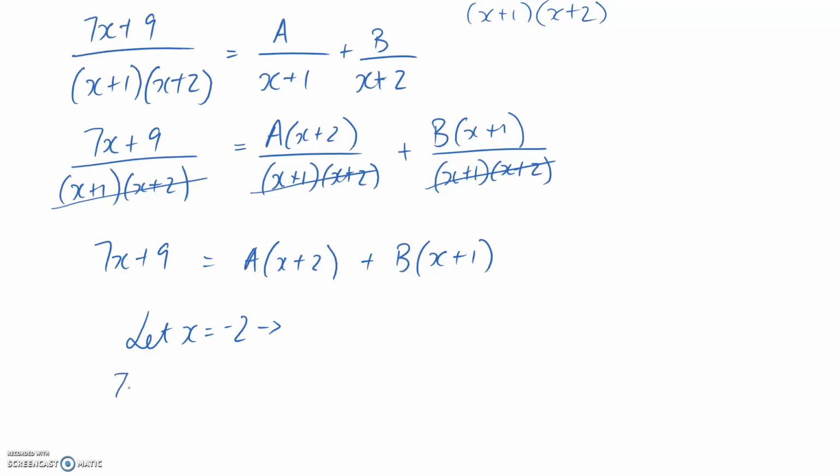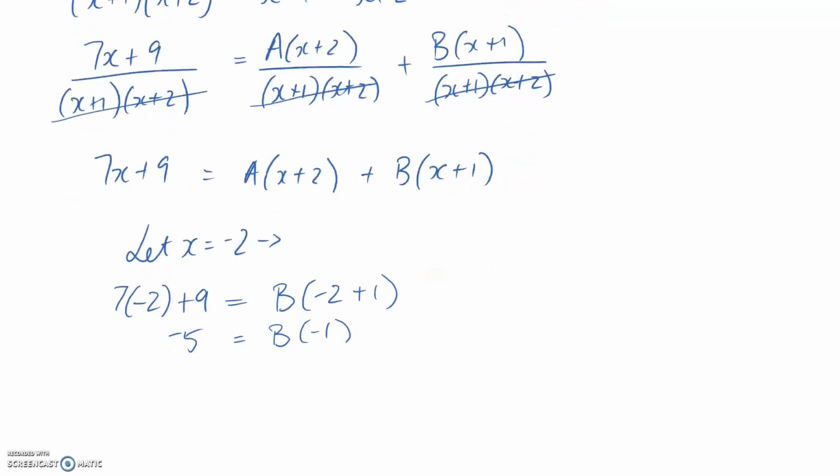So it's going to be 7 times negative 2 plus 9 is equal to, well, we said this is going to drop out because negative 2 plus 2 goes to 0. So then we're just left with B of negative 2 plus 1. So this is going to be negative 14 plus 9, which is the same as negative 5. And negative 2 plus 1 goes to negative 1.